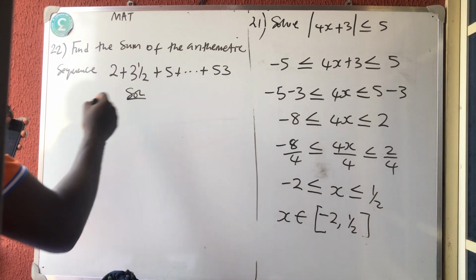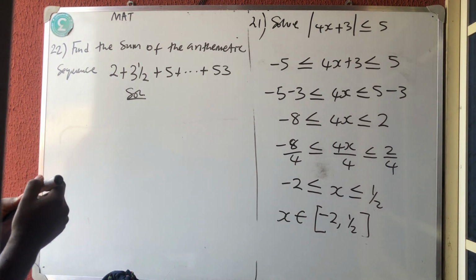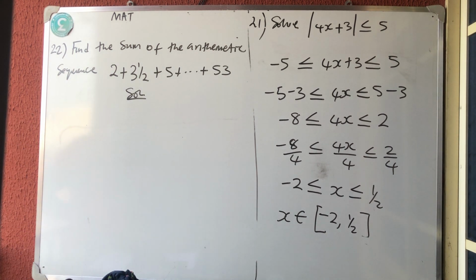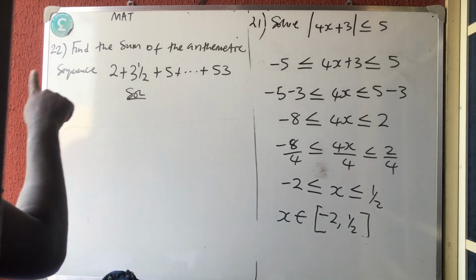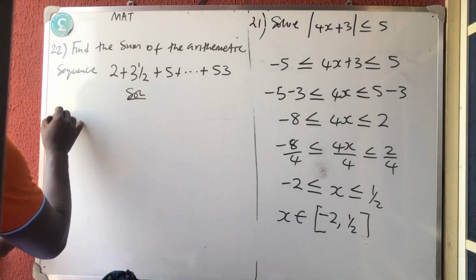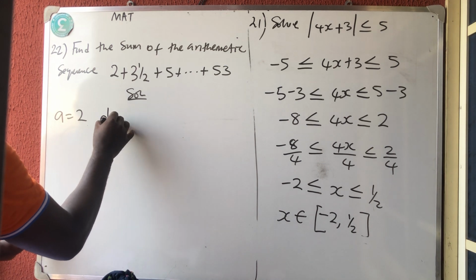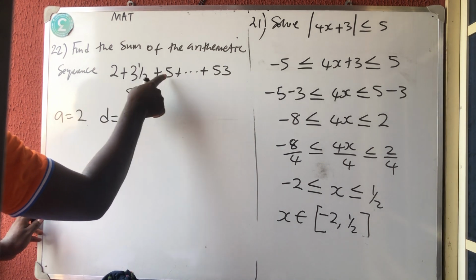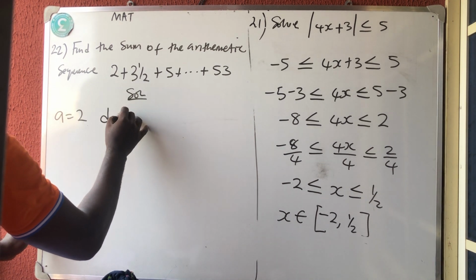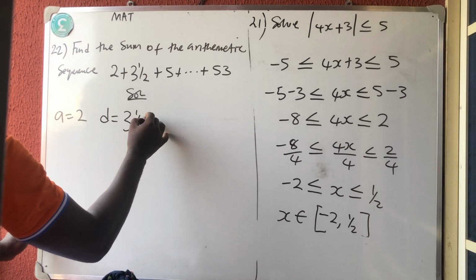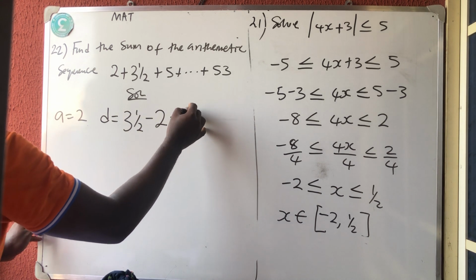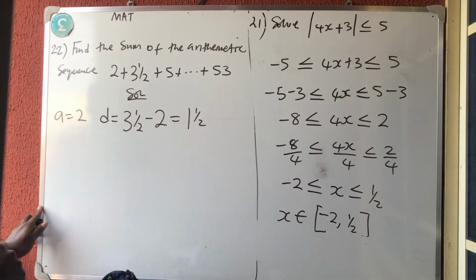Solution. We don't know the number of terms of this sequence before we get the sum, so we need to find the number of terms. But first, I know my a. My a is the first term here, which is 2. And the common difference is the second term minus the first: 3 1/2 minus 2, which gives 1 1/2. I have gotten my common difference.